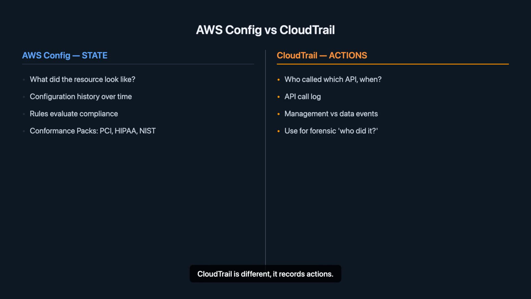It records actions. Who called which API from which IP at which timestamp. The practitioner shorthand is the cleanest version: if you need to know who did it, CloudTrail. If you need to know what the resource looked like, Config. Same governance domain, completely different questions.